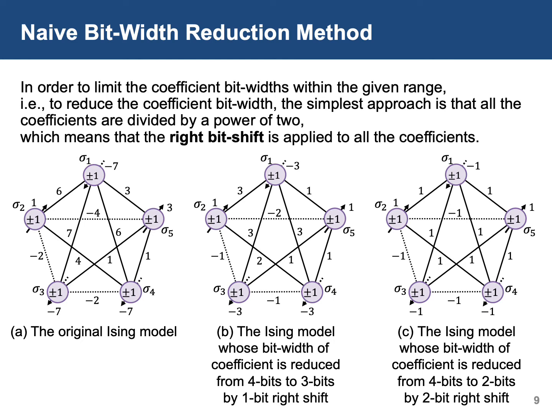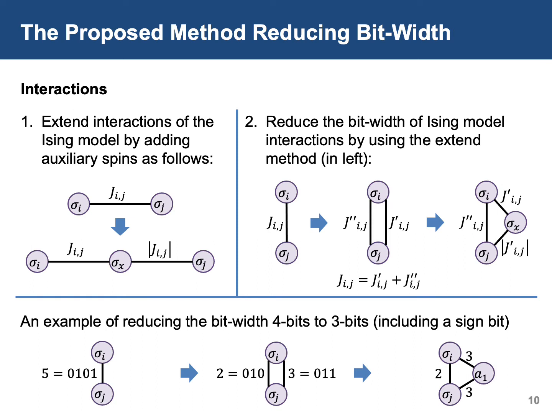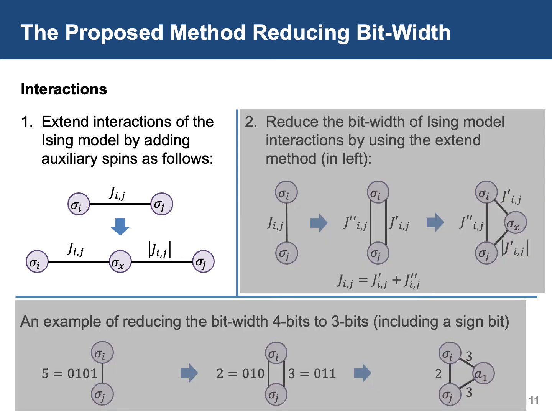However, the ground state after applying the bit shift can be changed, and the combinatorial optimization problems cannot be well solved. This slide and the next slides explain our proposed method. In our proposed method, by adding extra spins, the bit width of the coefficient can be reduced without changing the ground states. First, I'll explain how to reduce the bit width of the interaction coefficients.